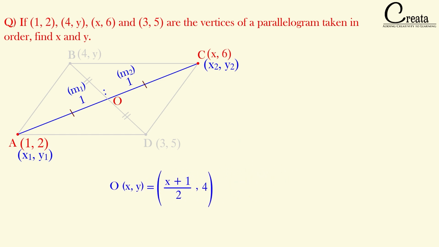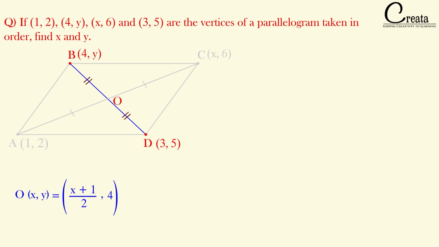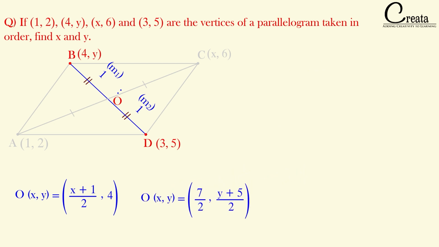Okay, got it. Now let's move further to the next diagonal, that is the diagonal BD. Same fundamental we will apply. Here the point O is the midpoint of BD, that is m1 is to m2 will be equal to 1 is to 1. Let's apply the section formula. We got the x coordinate of point O as 7 by 2 and the y coordinate of point O as (y plus 5) by 2. Okay, we got the two coordinates of point O. Let's equate both of these coordinates.